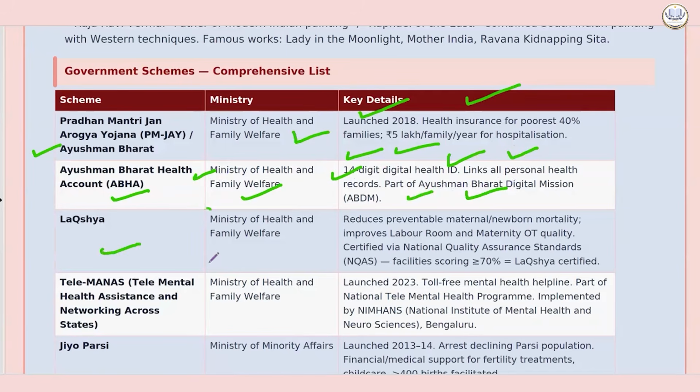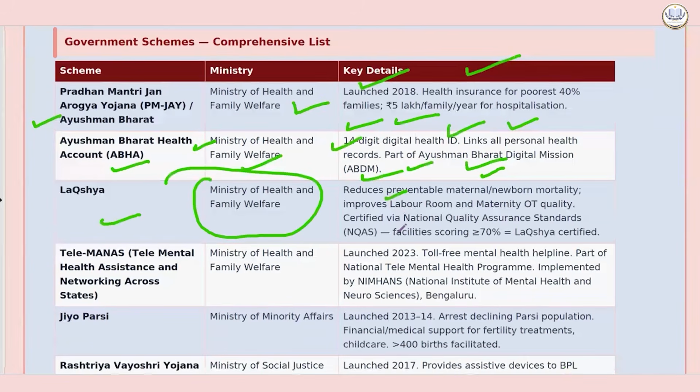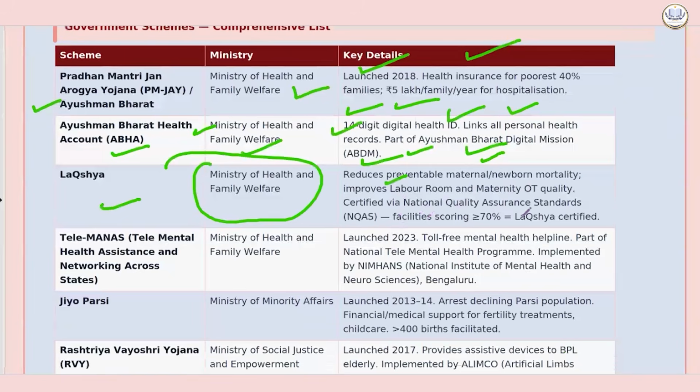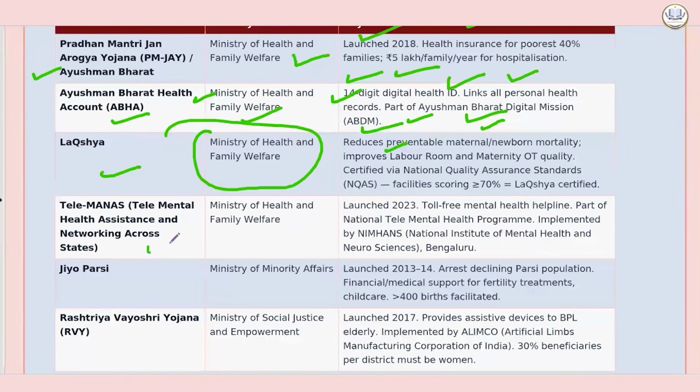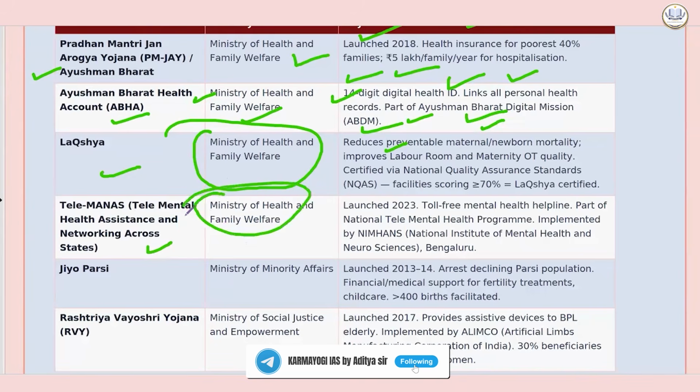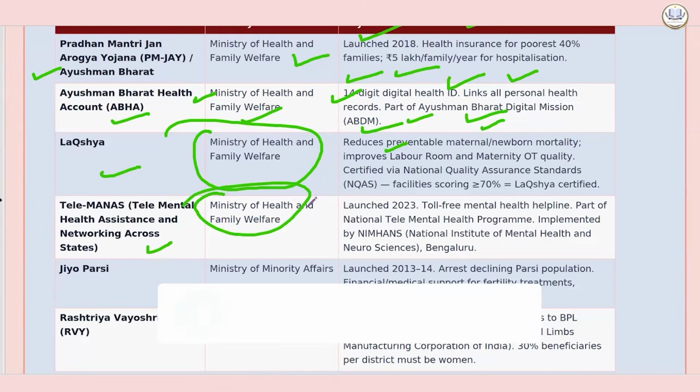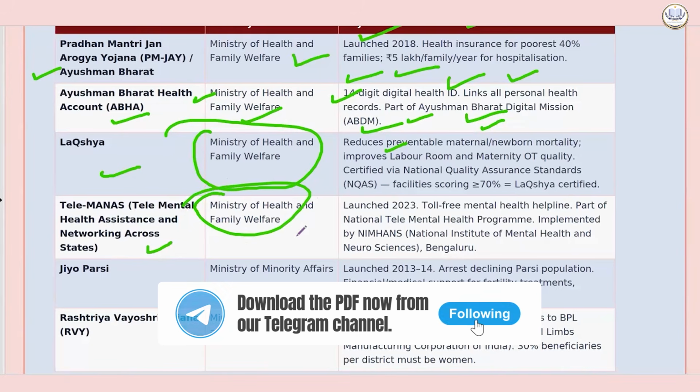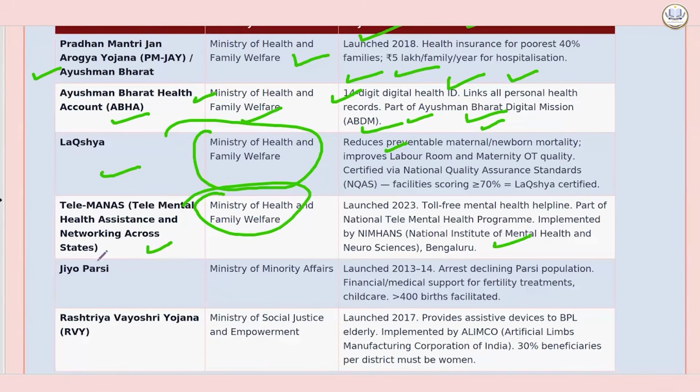We have LaQshya, launched by the Ministry of Health and Family Welfare, which reduces preventable maternal and newborn mortality and improves labor room and maternity operation theatre quality, certified via the National Quality Assurance Standards. Facilities scoring more than 70% are LaQshya certified. Then we have Tele-MANAS, tele-mental health assistance and networking across states, under the Ministry of Health and Family Welfare, a toll-free mental health helpline, part of the National Mental Health Program, implemented by NIMHANS, National Institute of Mental Health and Neurosciences, Bangalore.